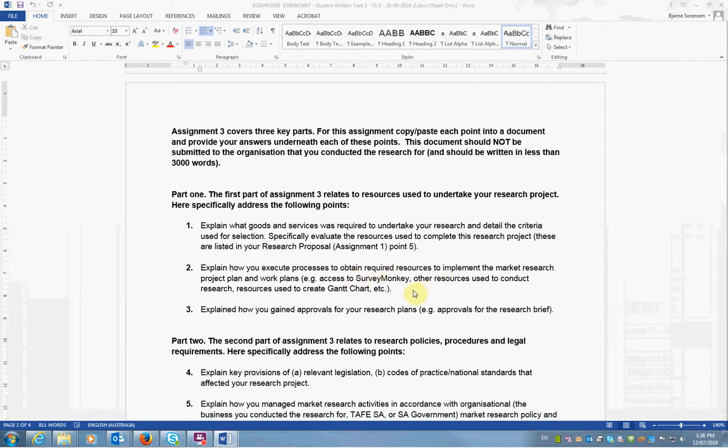You also need to explain how you executed processes to obtain required resources. And again, pretty straightforward. Explain how you actually gained access to the things you needed access to. Explain how you gained approvals for your research plans. For example, I would have approved your research brief before you proceeded. Maybe you talk with me as a lecturer. Maybe you talk with managers. So explain exactly what you did there. Ideally include times and dates when approvals were given.